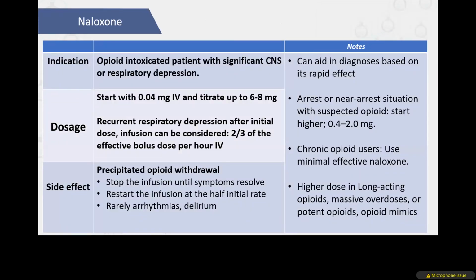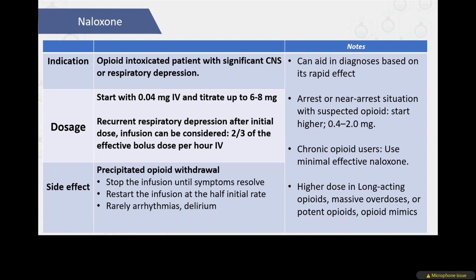Now, I would like to focus on this slide, because this is the most important slide in my presentation. The naloxone: how much to give? Actually, we can start with a small dose, like 0.04 IV, and then we can titrate up to 6 to 8 milligrams. The boluses can be repeated, up to 10 or 15 milligrams. If any recurrent respiratory depression happens after the initial dose, you can start the infusion, which is actually 2/3 of the effective dose that you gave.